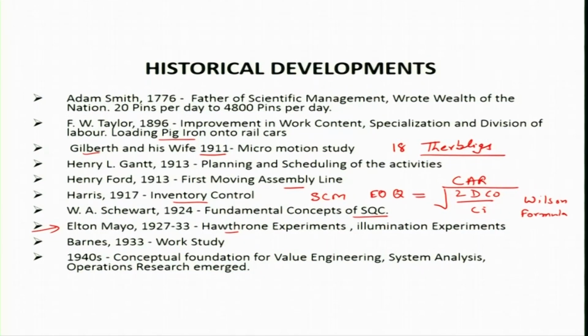There was a scientist, Mayo, who was working on illumination in a factory. Up to this point, when Taylor and others gave their theories, they said that method means only how you are doing the work. And in this first experiment, the Hawthorne experiment, they said that it is not only the body or the method which is important; the emotions, the psychological and behavioral aspects of the worker are also important. So, that is called the Mayo experiment.